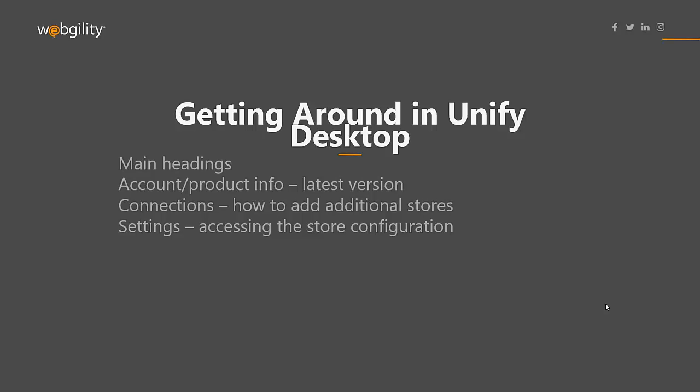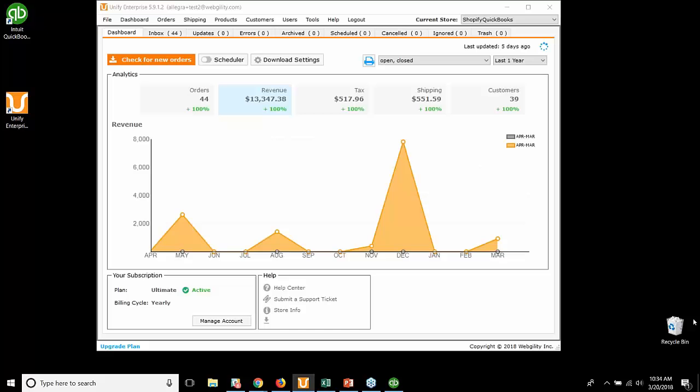One of the first things that we're going to discuss within Unify Desktop is getting around, navigating, showing you all the cool stuff, how to get in and out and around the product. So we'll go over some main headings, how to add extra stores, how to access the configuration, and things like that. All right, so we're back in the product.